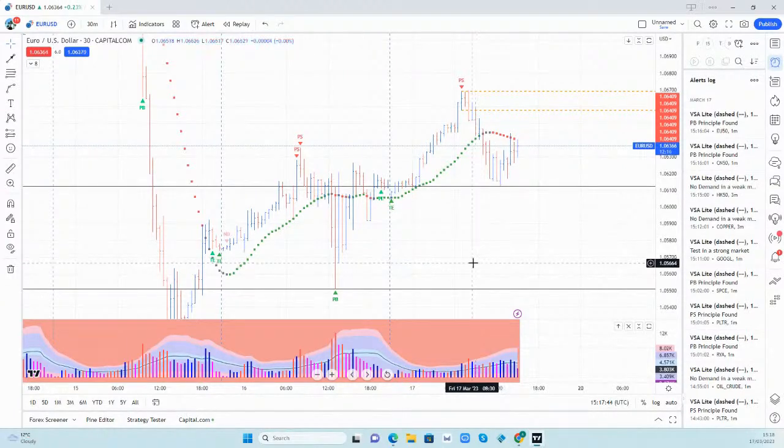If you have any questions, please just put them in. If you want me to look at any charts, do put them in. Otherwise, I will continue with my analysis of this chart, and then I move on to another chart.